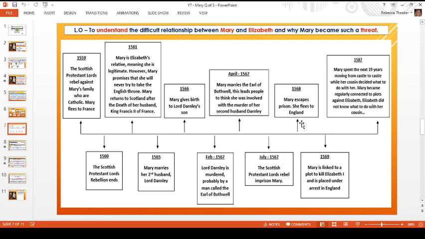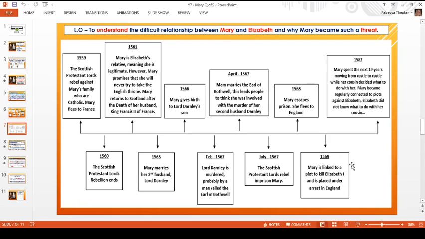However, next card. A year later, Mary escapes prison and she flees to England. She is hoping that her cousin, Elizabeth, is going to offer protection, is going to help her take Scotland back from the Scottish Protestant lords that are taking it off her, and is just going to give her a bit of support, really. However, again, that doesn't really pan out.